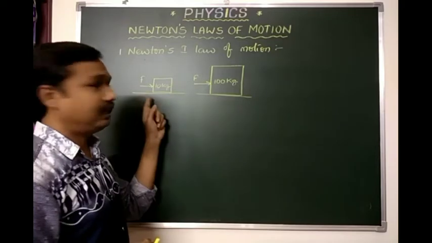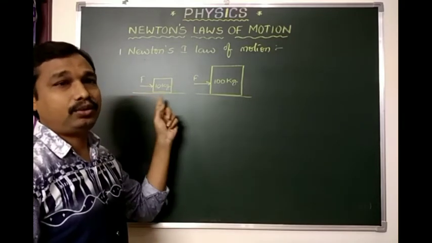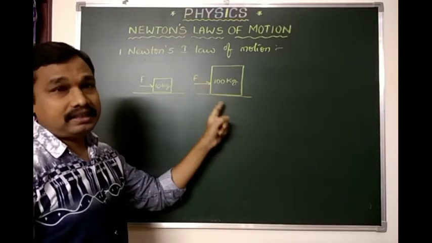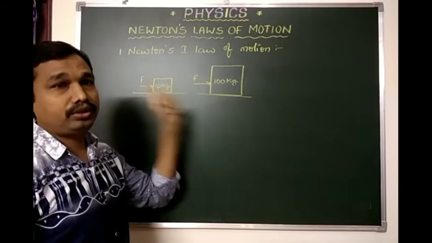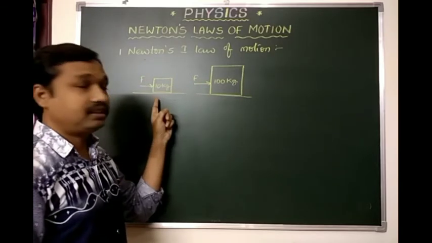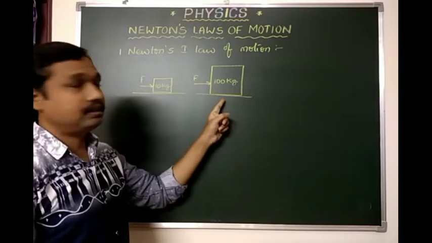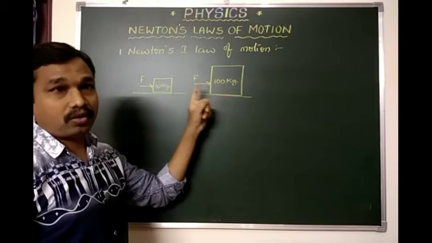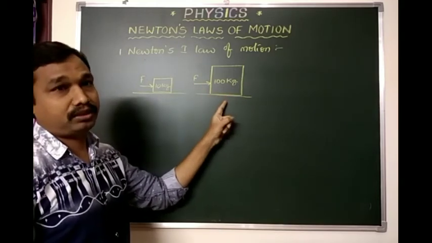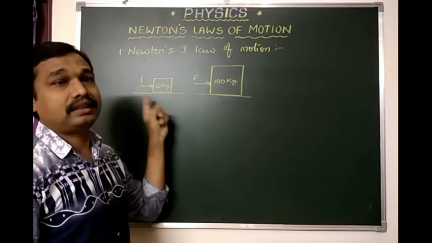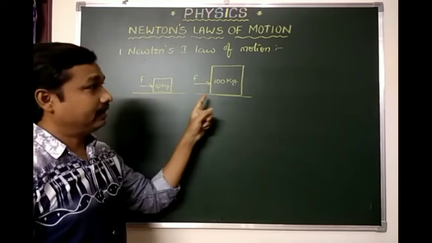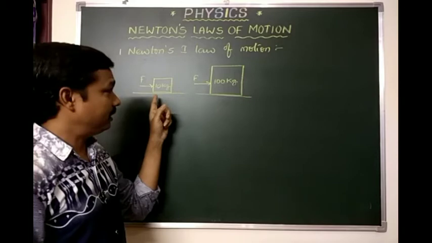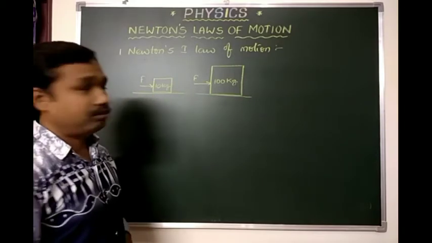The 10 kilogram block is easy to move from its position, whereas the 100 kilogram block is exerting some amount of force on you. Here the resistance to motion is also acting, but it is less. Here it is more. The resistance of motion of this object is more, and here it is less. Here we need to apply a large amount of force, and here we need to apply less force. I'll give you one more example for this.